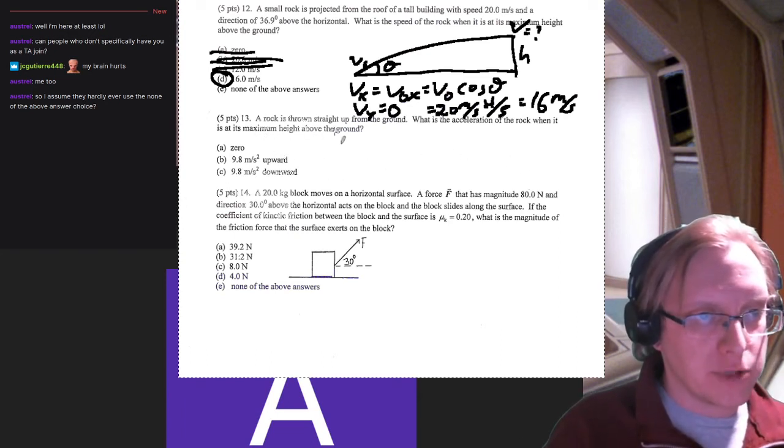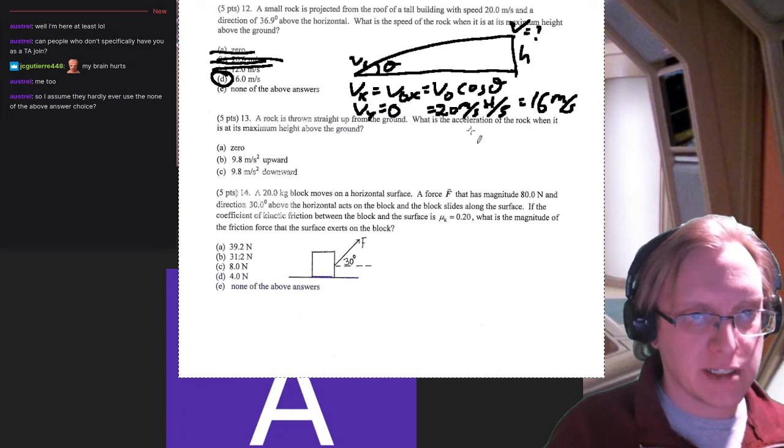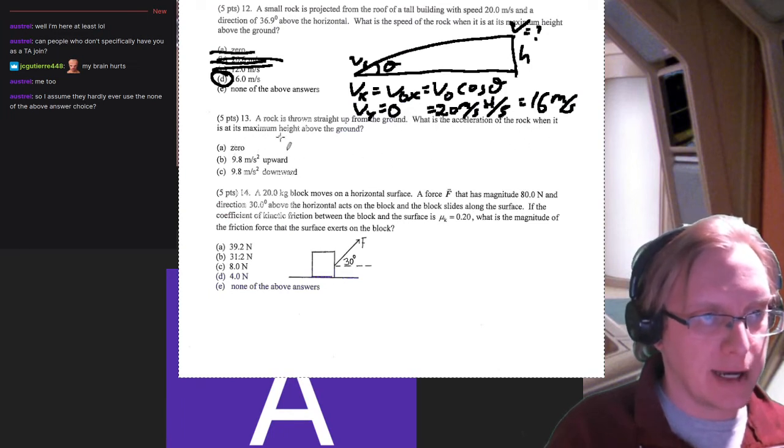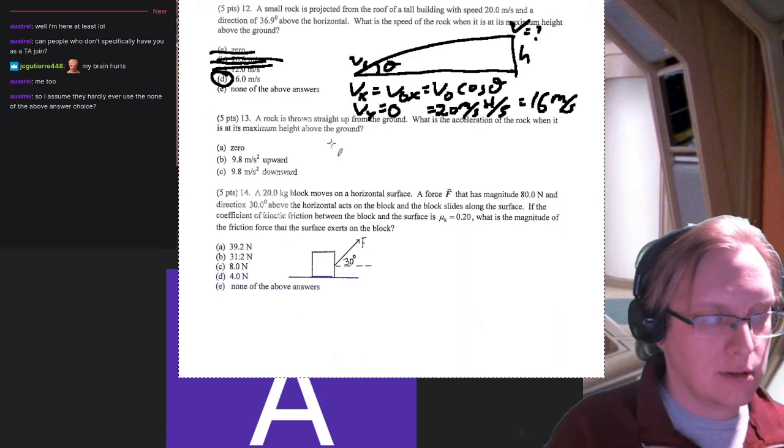A rock is thrown straight up from the ground. What is the acceleration of the rock when it is at its maximum height above the ground? Okay. a is equal to minus g.